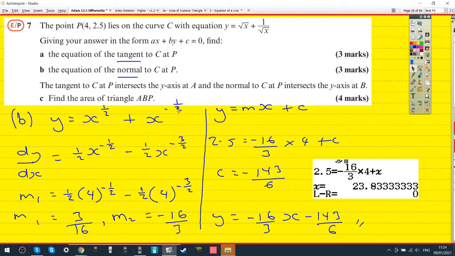So your initial thoughts were basically the equation of the tangent, which is when you would use 4, 2.5, and 3/16. For the equation of the normal, you use x, y, and the negative reciprocal. Okay.